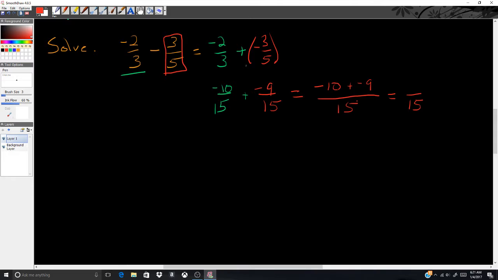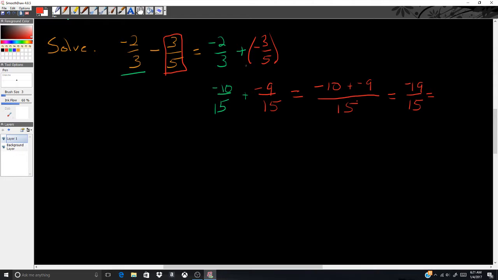So we have to look at it and say, what's negative 10 plus a negative 9? Well, if we start at negative 10 on a number line and then add to it negative 9, you have to go to the left 9 more, and so now you're at negative 19. Okay, so that is actually your answer, but the problem with this one is negative 19 over 15 is an improper fraction, so we've got to reduce that down.